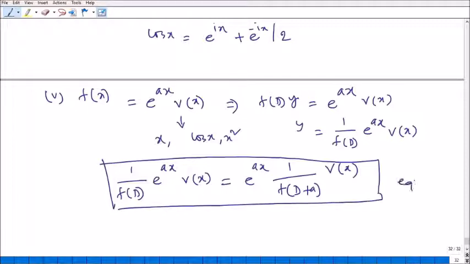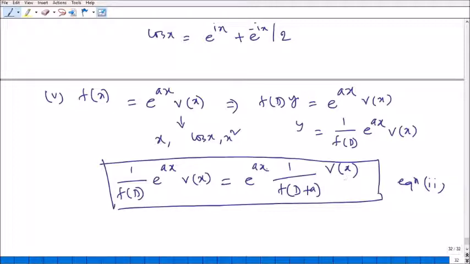This is equation 2, the formula 2. It is called the exponential shift formula. Here 1 by f of d is operating on e to the power ax into v of x. Then the exponential term is shifted to the left hand side of this operator, and the operator becomes the function of d plus a, and this operator then only operates on the function v of x.